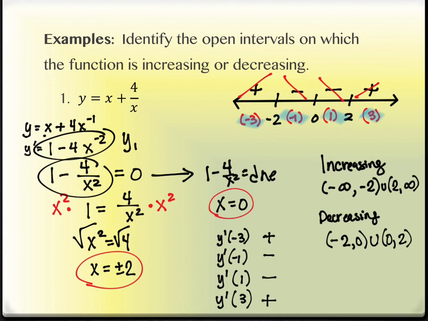Now at 0, it's decreasing. Nothing's happening there in terms of maxes or mins. But then on the third one over here, it's decreasing and then increasing. There is a relative minimum right here.